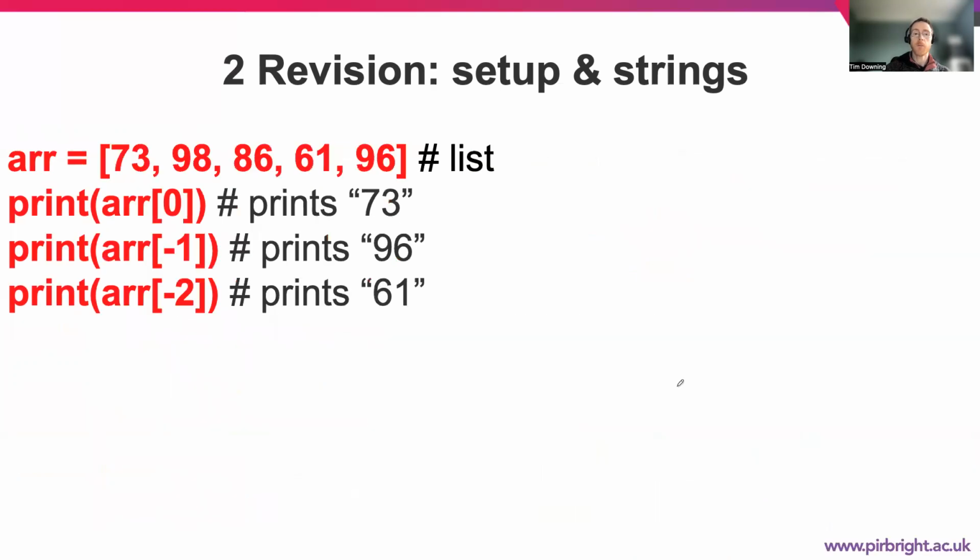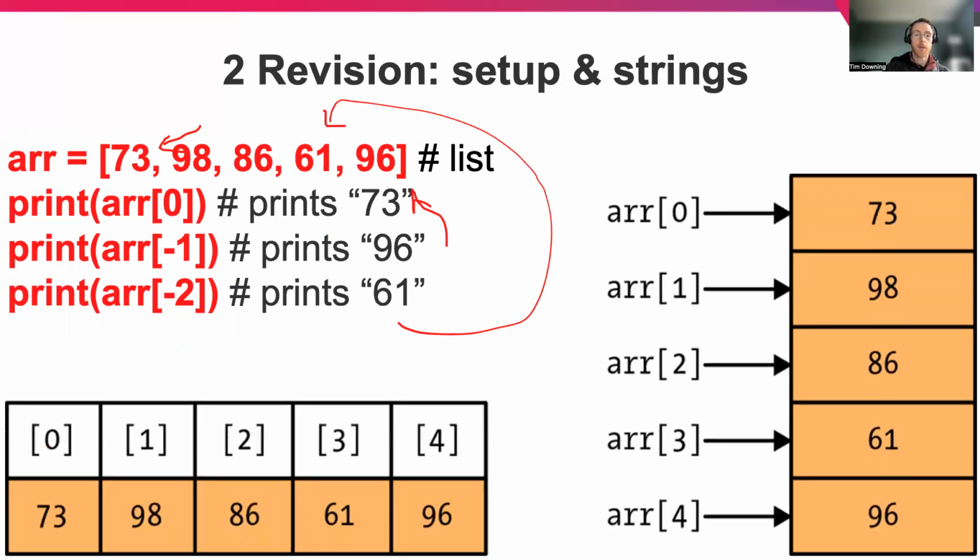Another example is given here. We have an array with 5 numbers. They're delimited by the comma again, and this just contains numbers. So if we print our as element 0, we print 73. -1, we're going to go to 96, and -2, we're going to go to 61. And we see that visually here. If you think about this, it's how we're pointing: the 0th element is 73.